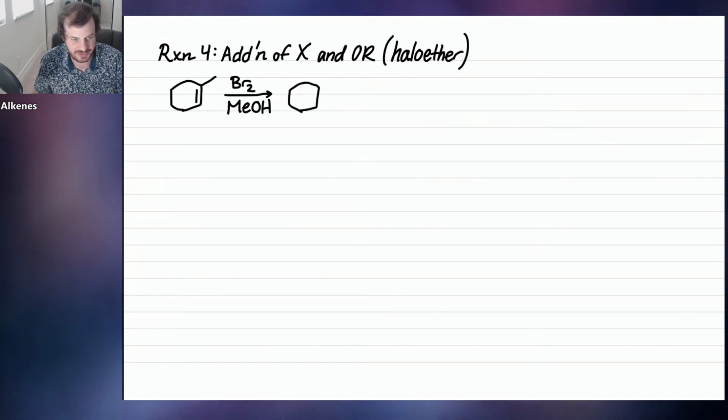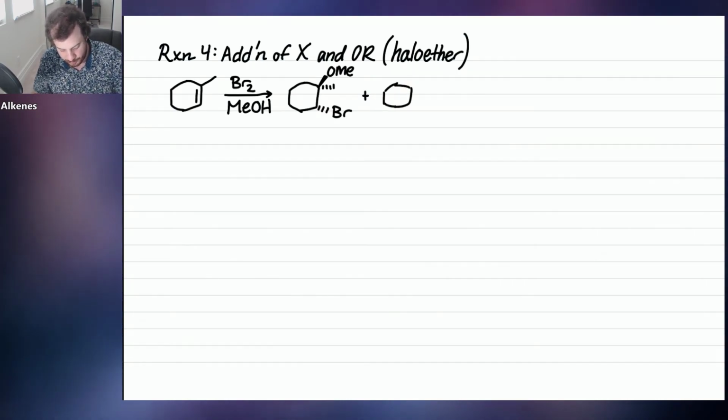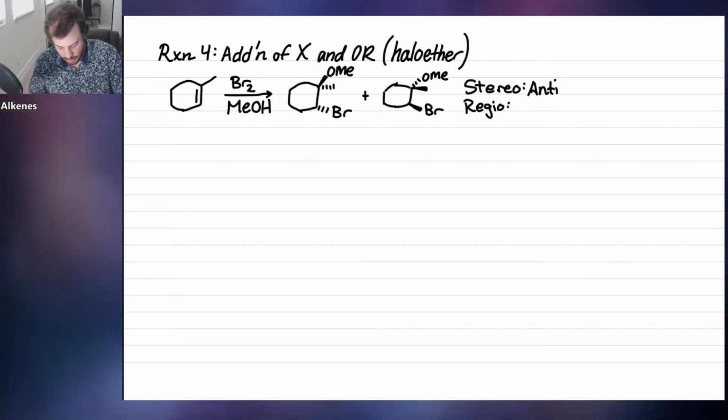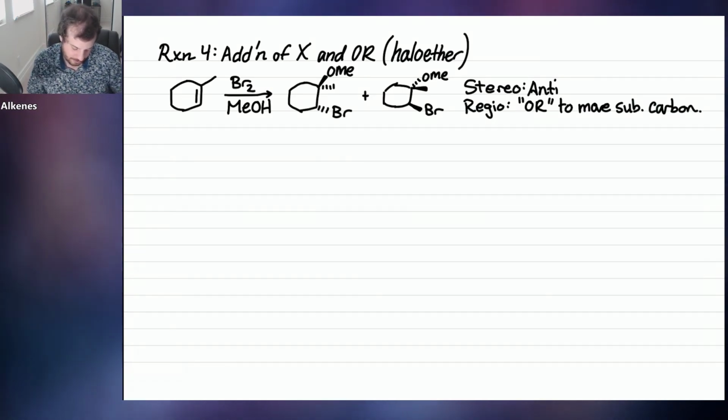The alcohol group will always attack the bromonium from the more substituted side, so we'll end up with the ether on the more substituted carbon. And the stereochemistry will be anti, as always. So the ether group will be opposite whatever the bromine is. So we'll get these two possible products. Okay, so the stereochemistry, just like all of these bromonium ones, is anti, and the regiochemistry is that OR, the ether, goes to the more substituted carbon. Okay, that's a pretty sweet reaction. A nice way to make an ether. Let's take a look at the mechanism.